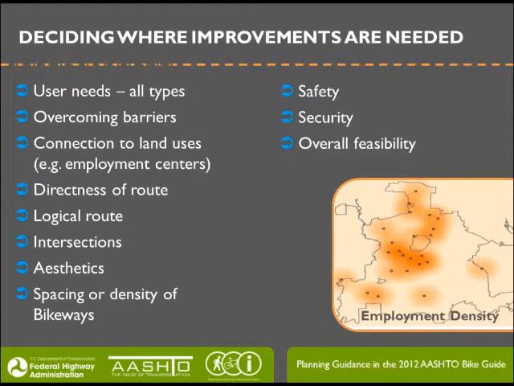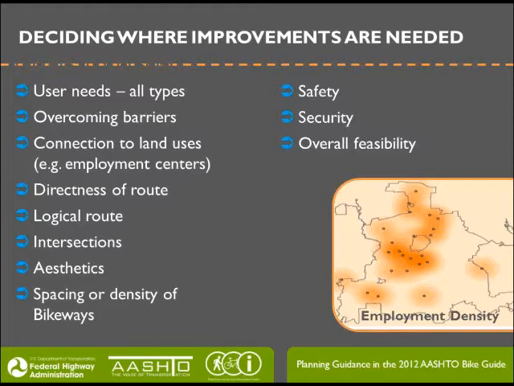But you get to use a list. It's in the AASHTO guide, and you use the ones that are proper for your community. The first one I think is really important: you need to build to the needs of all types of users, and that gets back to the earlier slide of who the bicyclists are. We have to talk about barriers. And there's some good discussion here on connection to land use.